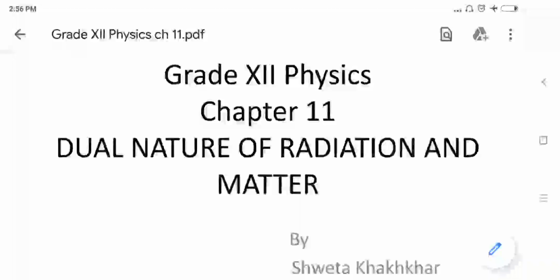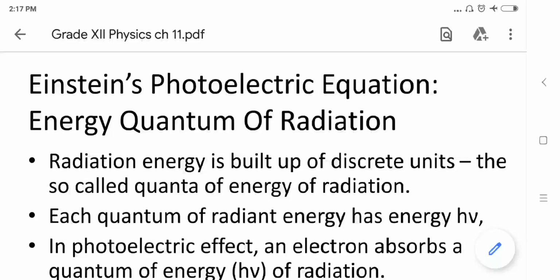Hello students, let us start our new session of chapter number 11, Dual Nature of Radiation and Matter. In the earlier session we ended with the wave theory of photoelectric effect, and we concluded that wave theory is not able to explain the photoelectric emission. Now let us start with the important concept, the Einstein photoelectric equation, which defines the energy quantum of radiation.